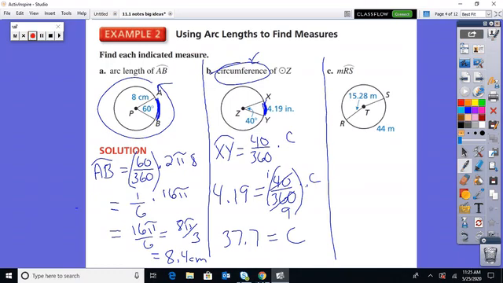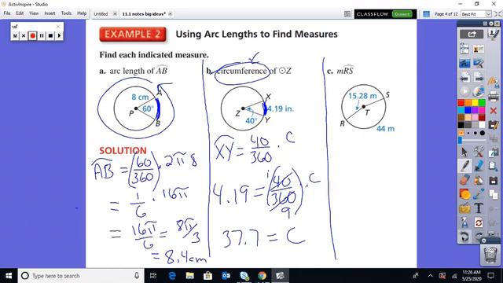Arc length equals the central angle over 360 times the circumference. All right. And again, use your head. In this case, they gave me the radius in the first example, so I went with 2 pi r. And then the second one, they were talking about circumference, so I just went straight to big C and didn't worry about 2 pi r.